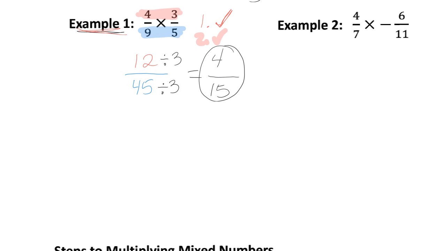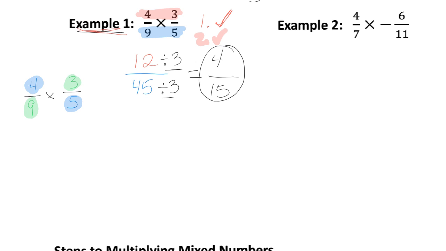Okay, so let me rewrite it here. So we have 4/9 times 3/5. Cross products, or when we look at the diagonals and see if those can be simplified. Can 4 and 5 be simplified? Do any numbers or any factors of 5 go into 4 besides 1? No. What about 3 and 9? Is there a factor of both 3 and 9 that they share? Hopefully you're saying yes. 3 goes into both of those numbers.